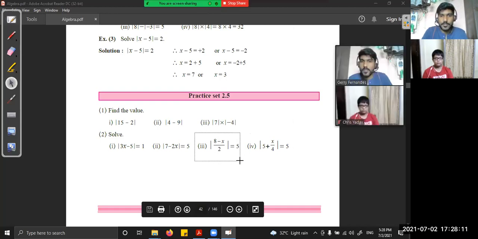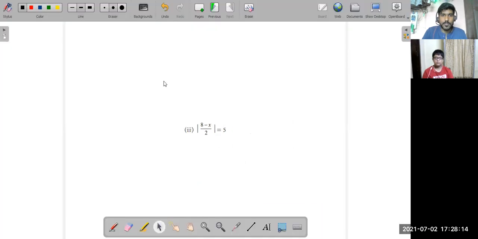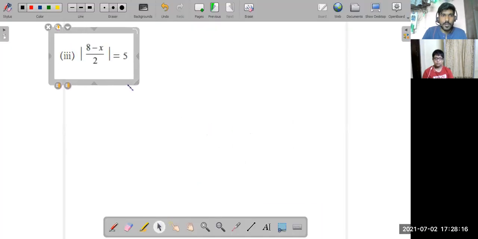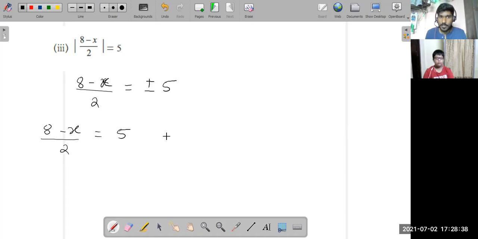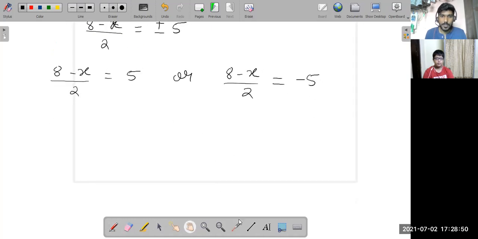Let's do the third one. The technique is the same. So 8 minus x upon 2 is equal to plus or minus 5. Then you do the same thing. 8 minus x upon 2 is equal to plus 5, or 8 minus x upon 2 is equal to minus 5. Now let's solve the separate equations separately.